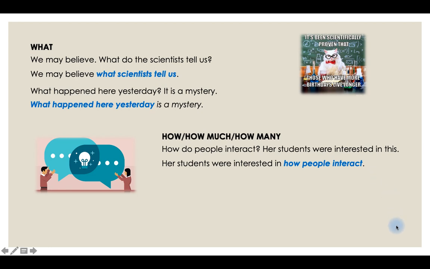So if we translate this sentence into Turkish, it will look like "onun öğrencileri insanların nasıl iletişim kurduklarını merak ediyorlardı."